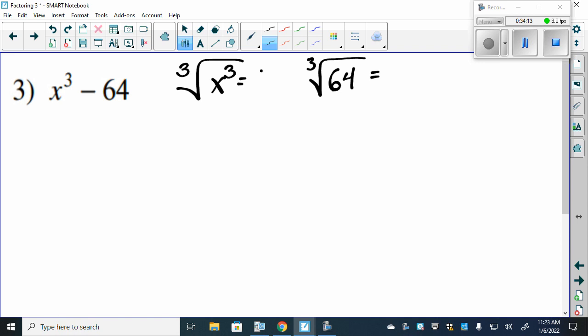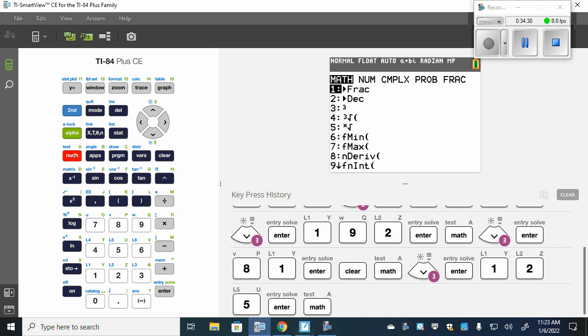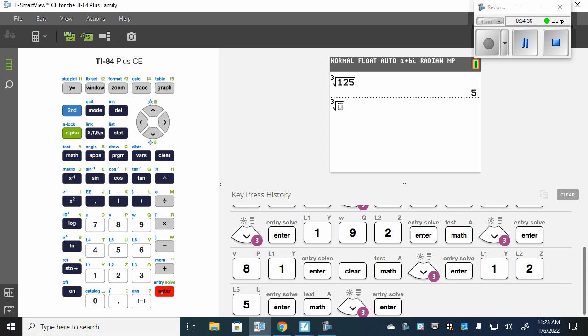Now the cubed root of x cubed is x. Now the cubed root of 64 is going to be 4. Now the way that we can find that on the calculator, because we can do that on the calculator, I'm not expecting y'all to have cubes memorized, is we can come down here to the cubed root and type in 64, and it'll tell us that it is 4.